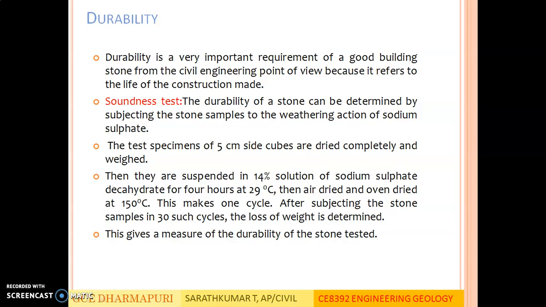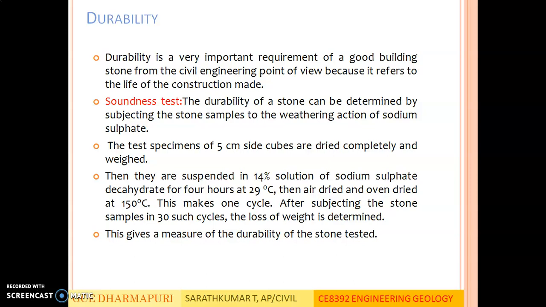Durability. Durability is a very important requirement of a good building stone from the civil engineering point of view because it refers to the life of the construction made. It is determined using the soundness test. The durability of a stone can be determined by subjecting the stone samples to the weathering action of sodium sulfate. The test specimens of 5 cm side cubes are dried completely and weighed.